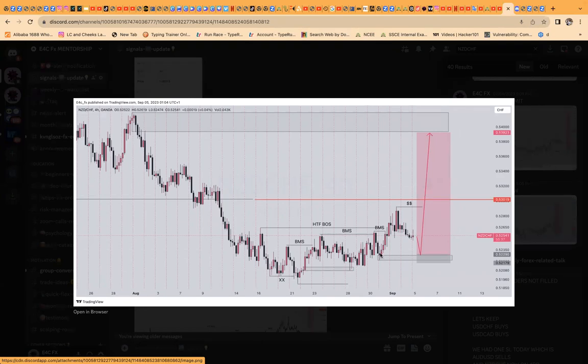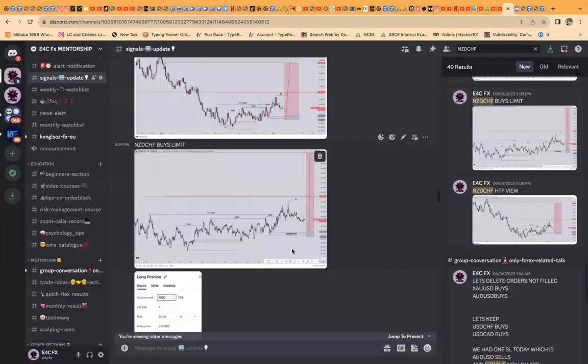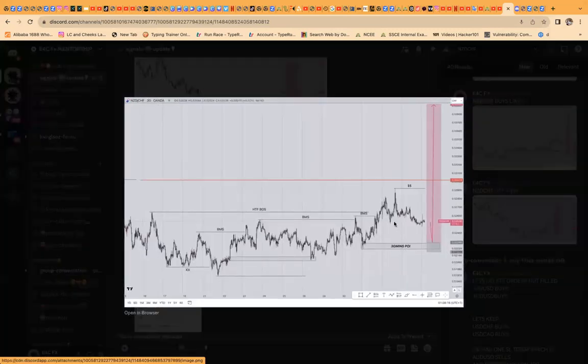I went to use this area, which was supposed to be my inducement, and then look, we were stopped out on this good trade. So let's watch out the trade I later used. This is actually the 30 minutes time frame. So we're going to the 30 minutes time frame.